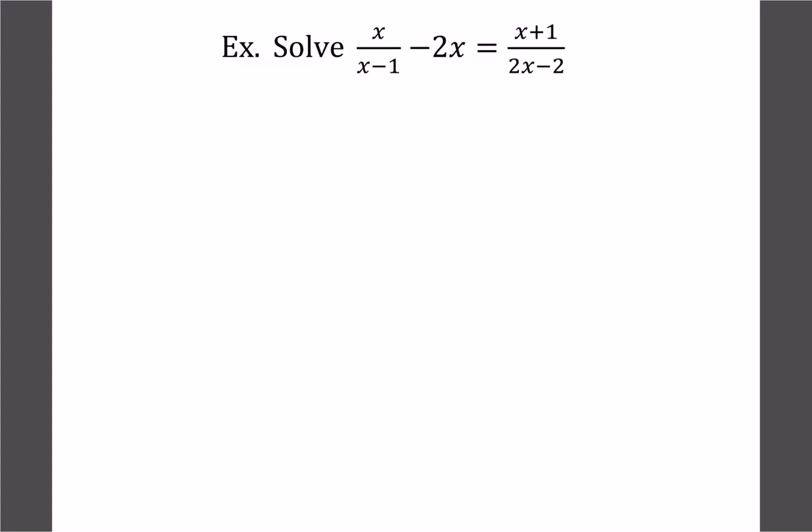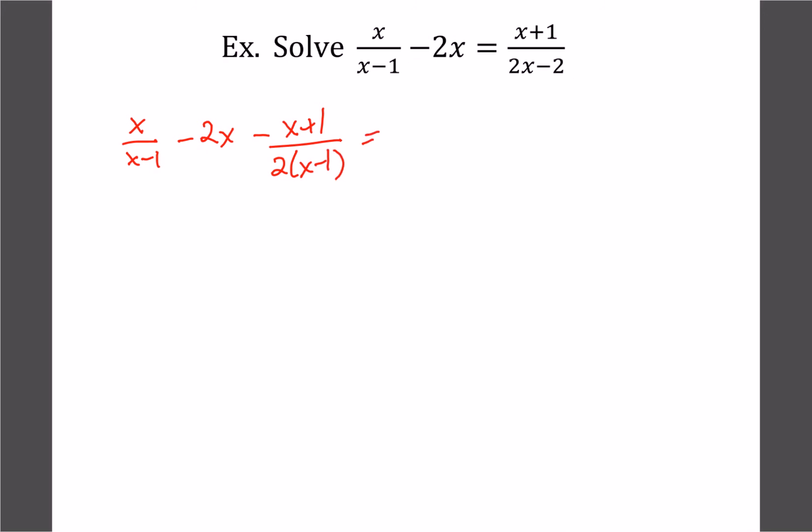Okay, let's do one more. So a similar kind of question. So this one, remember, our first step is make it equal to 0 and factor if possible. So let me rewrite this. We have x over x minus 1. We got minus 2x. Let's bring the other fraction to the other side. So we have minus x plus 1, and let's factor the bottom.